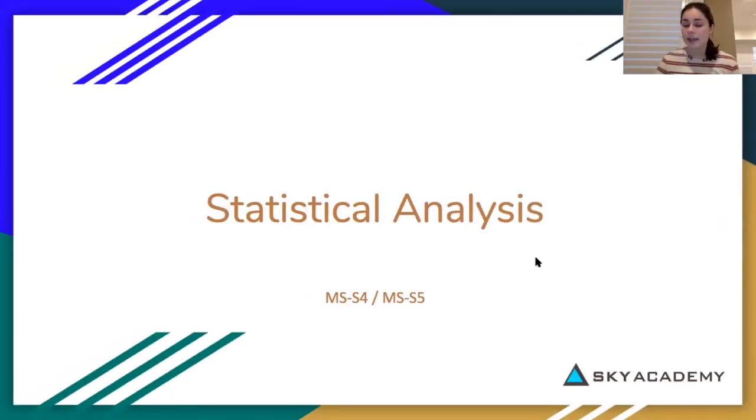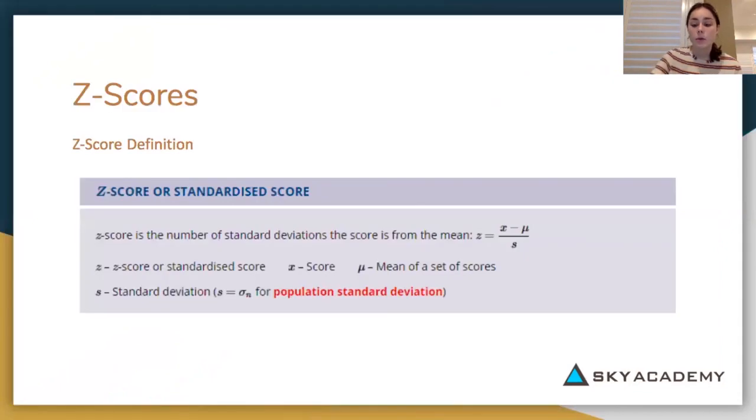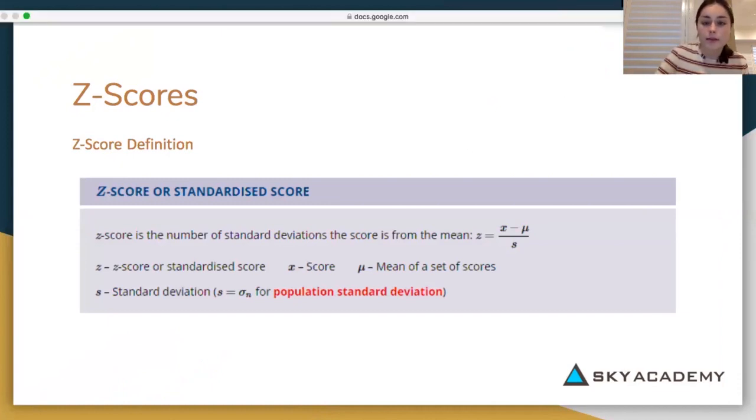Hi everyone, we are in our fourth video where we're looking at the normal distribution MS5, which is within the topic of statistical analysis. So in this video, we're going to be talking about Z-score. A Z-score is a statistical measure of how many standard deviations a raw score is above or below the mean.